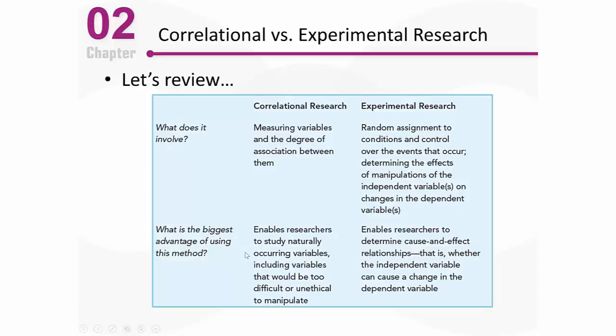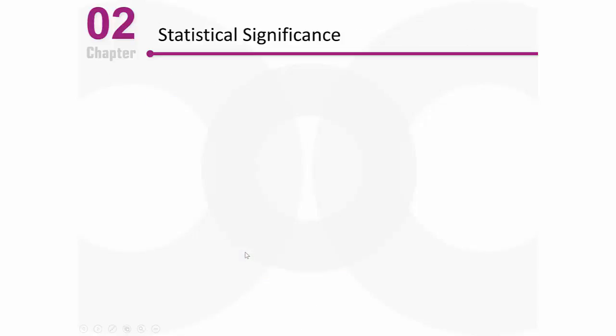Here's a slide that talks about some of the similarities and differences between correlational and experimental research. You can always look at that in your book or stop the video and look at it in more detail. One thing that's important to keep in mind is that correlational and experimental research are both good methods, and they have their time and their place, their pros and their cons. You want to understand the strengths and the weaknesses of each type of research design.